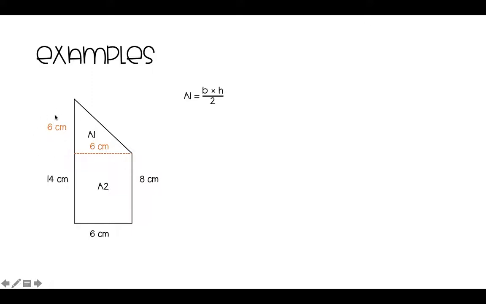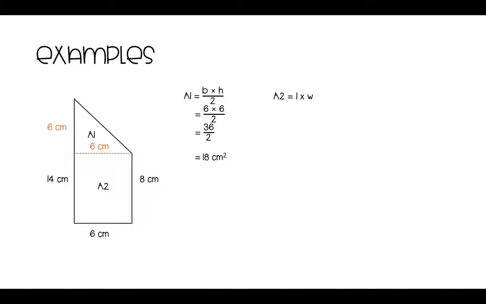So we go area 1 equals base times height divided by 2 because we know that that's our formula to find the area of a triangle. So our area is 6 times 6 divided by 2. So we get 36 divided by 2, which gives us 18 centimeters squared.